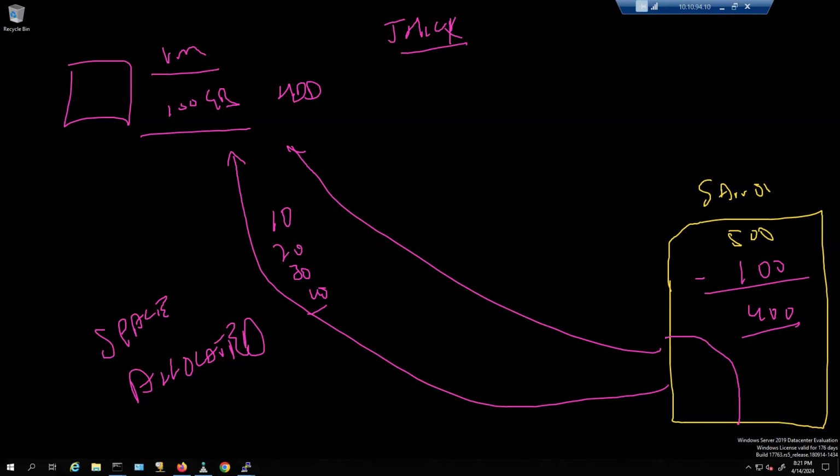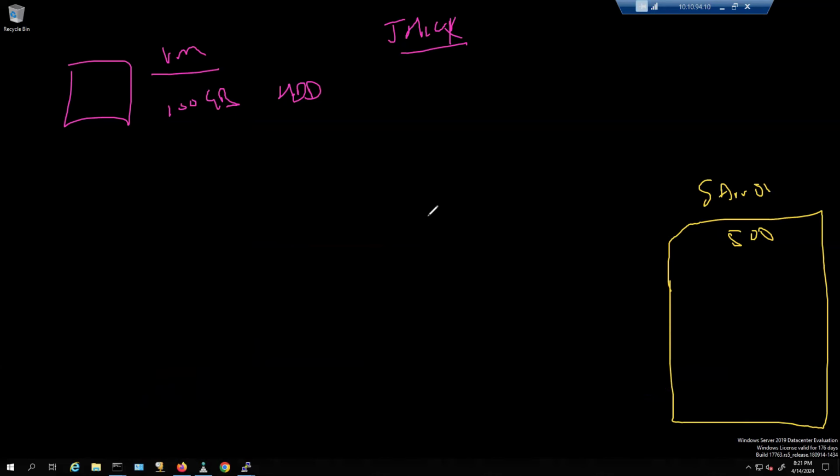Okay. Now, let's change the scenario. So now what I'm saying is, I am going to create a virtual machine. I will give a 100 GB hard drive. And now this hard drive will be a thin hard drive. When you create a 100 GB thin VM, how much are you deducting from the data store? Zero. You are deducting nothing from the data store.